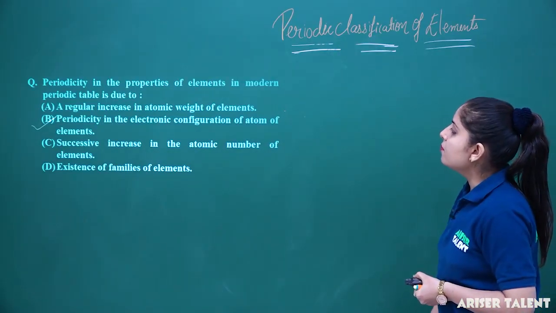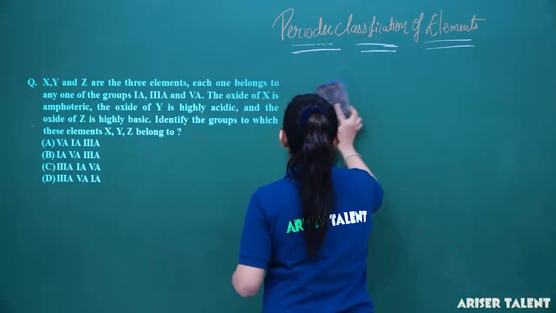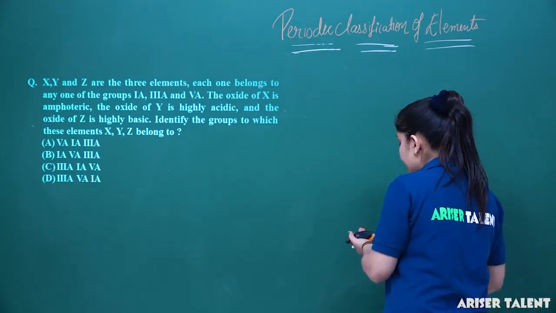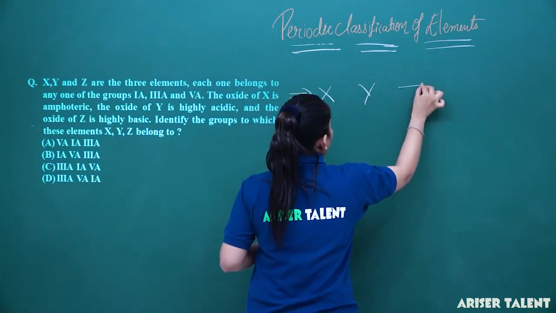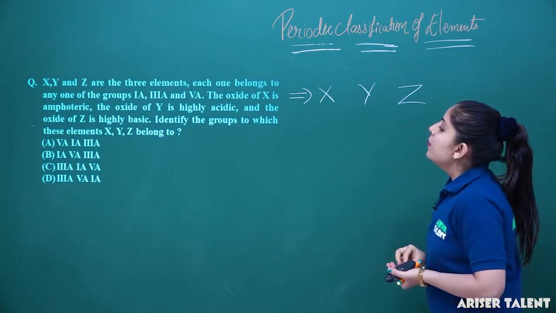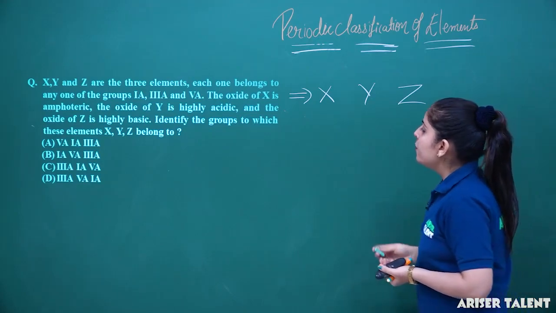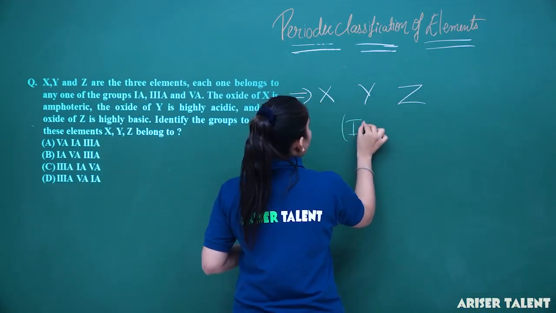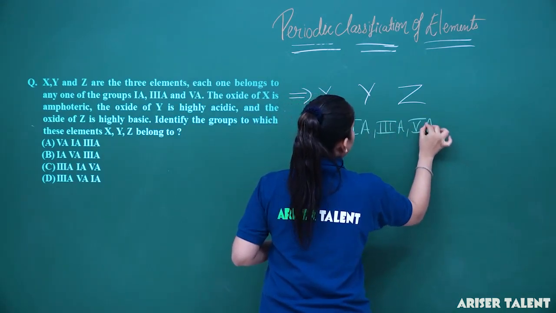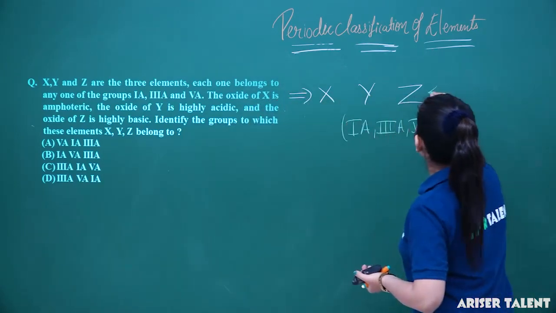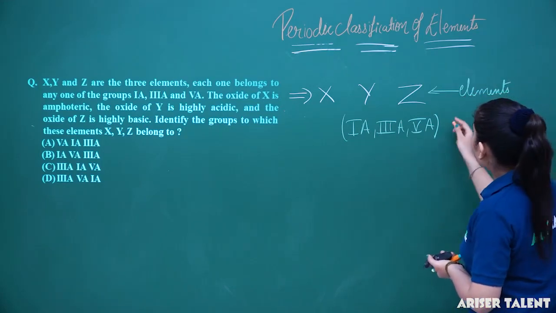We have X, Y and Z as the three elements. So write the step-by-step sequence of this question. We have three elements X, Y and Z. Each one belongs to any of the groups 1A, 3A and 5A. It can belong to any of these groups, and these are the elements here, and there we are provided with the groups.